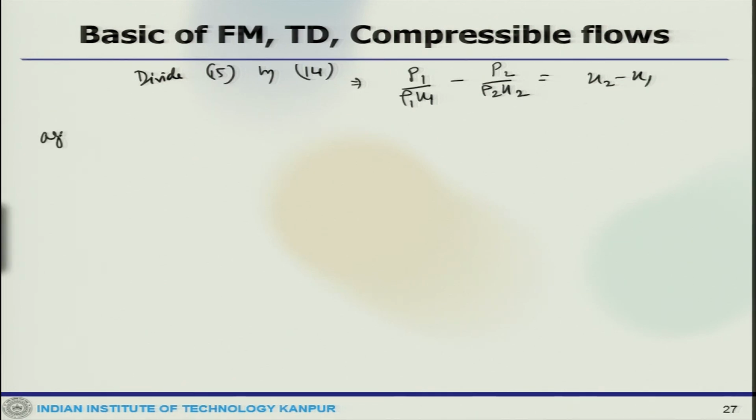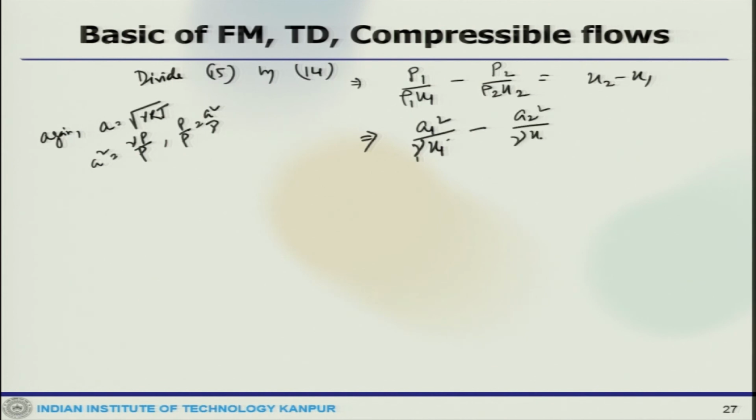Again, you have a equals root gamma R T. So, a square is gamma p by rho, or p by rho is a square by gamma. So, if you use that, this becomes a 1 square by gamma u 1 minus a 2 square by gamma u 2 equals u 2 minus u 1.